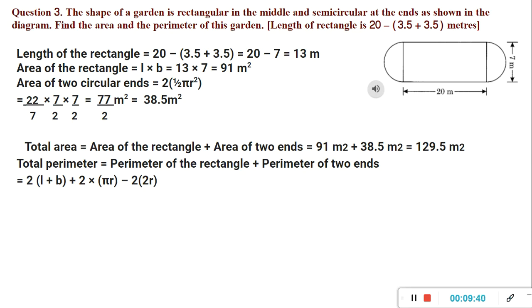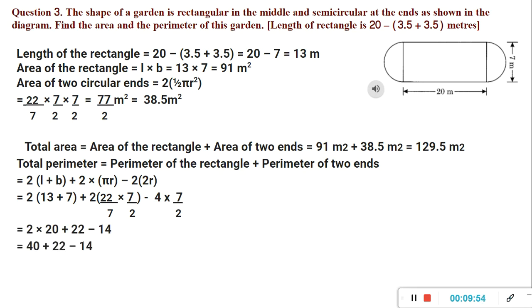Clear? So that is why 2 into 13 plus 7, plus 2 into 22 upon 7 into 7 upon 2, then minus 2 into 2 is 4 into 7 upon 2. So we will get 2 into 20 plus 22 minus 14. That is equal to 40 plus 22 minus 14. So 40 plus 22 is 62, minus 14 is equal to 48 meters. So total perimeter is 48 meter. Okay.